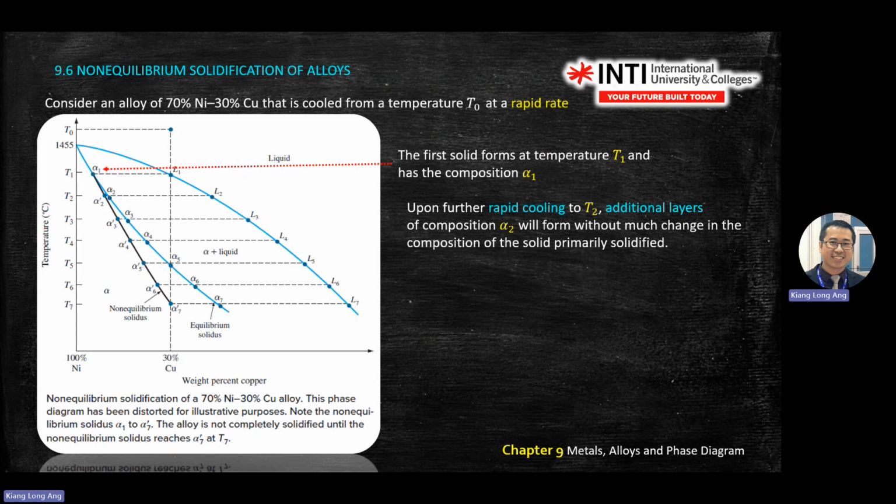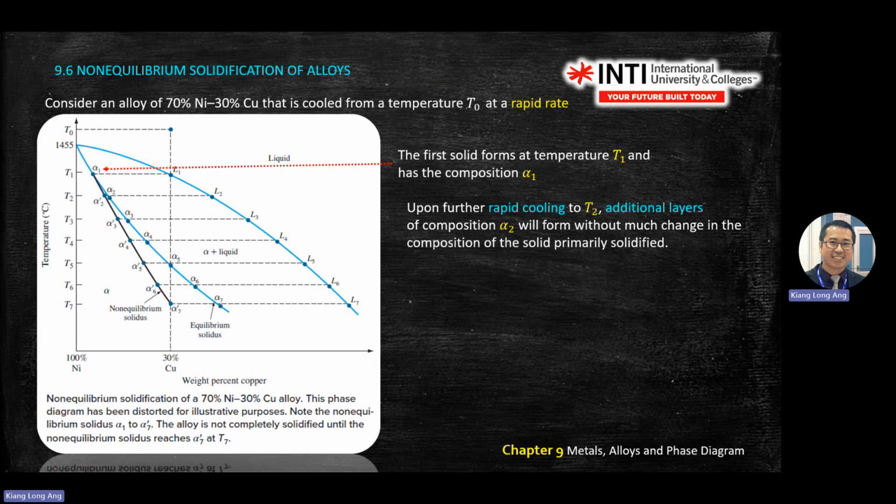Then with further rapid cooling, you drop to T2, and you have a second composition. An additional layer of composition alpha 2 will be formed without much change in the composition of the primary solidified solid. So at T2 you see compositions alpha prime and alpha 2. There are two compositions. One is equilibrium, which means you cool the hot liquid metal very slowly. The black one is rapid cooling, so you get solid faster than with normal cooling.